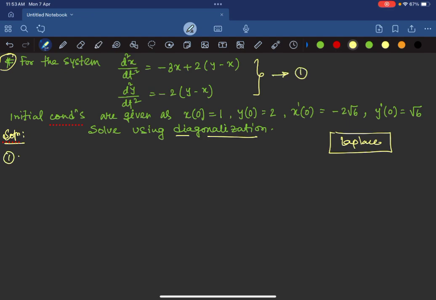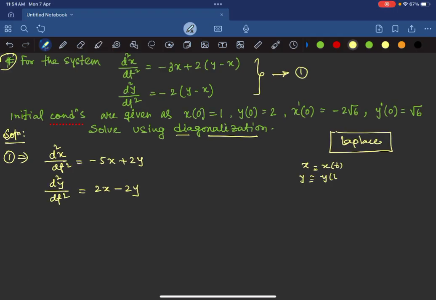So system 1 is equivalent to writing d2x/dt2. If you simplify this, it would be minus 5x plus 2y, and d2y/dt2 is 2x minus 2y minus 2y. Okay, so this is the given system. Obviously here x is nothing but x(t), y is nothing but y(t), functions of t. So it is an autonomous system.